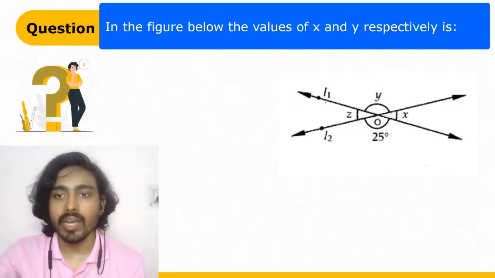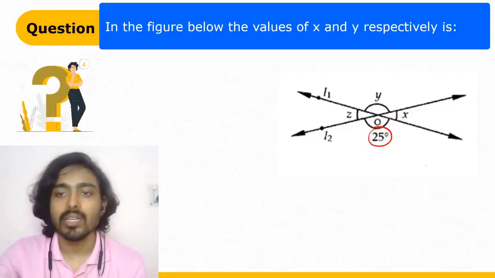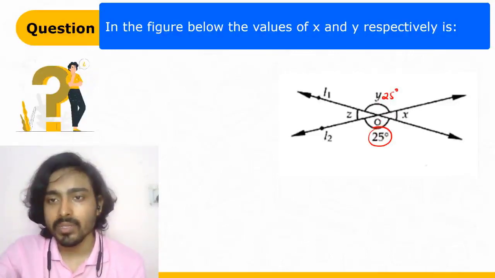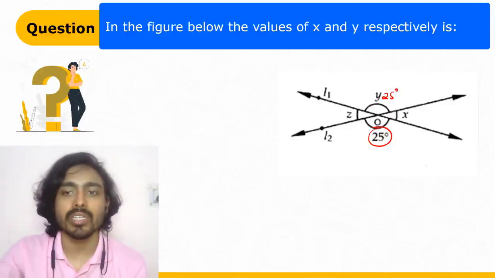Okay, so let's look at this. In this question, y and z and x, right? Look at this. This is 25 degrees. So this will be 25 degrees, right? Because this is a vertically opposite angle. Y and 25 degrees are vertically opposite angles. Similarly, z and x are vertically opposite angles.